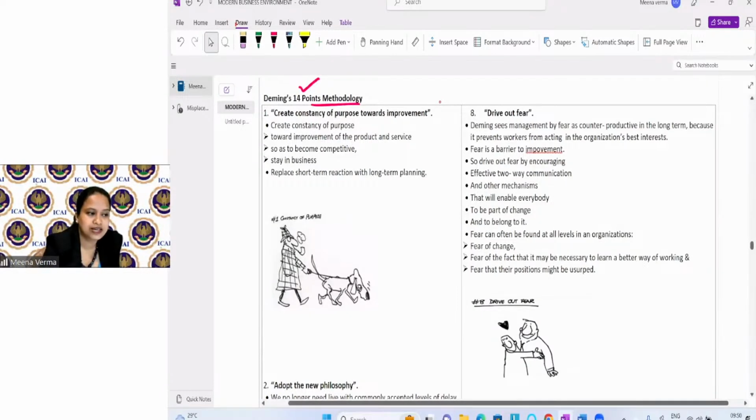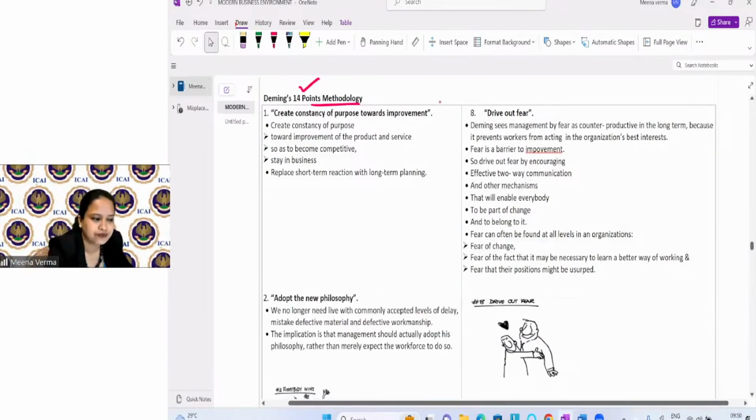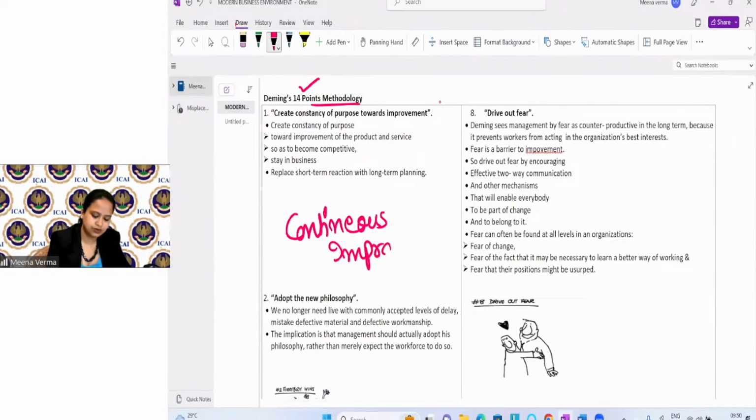So the first one is: create constancy of purpose toward improvement. Now look, what is the meaning of this point? It means continuous improvement. What is the purpose? Improve the organization. We have discussed that no organization is a perfect organization. There is always scope for improving the organization, and the organization should always work to improve itself. It is the responsibility of everyone in the organization to improve the organization.